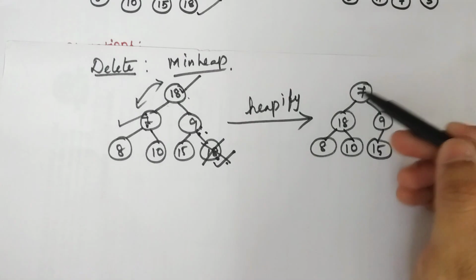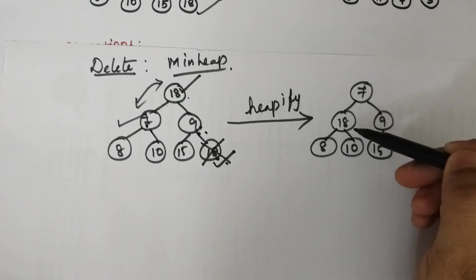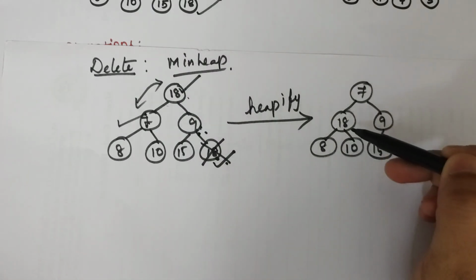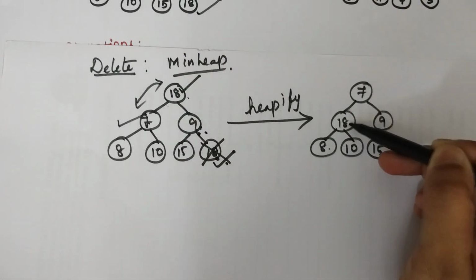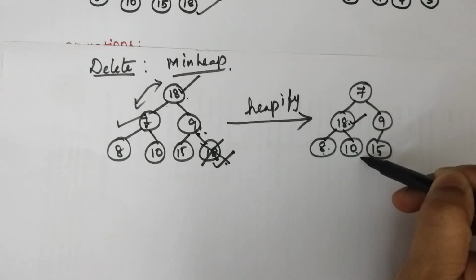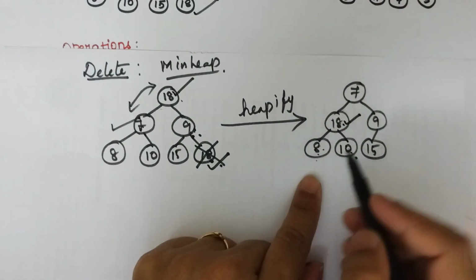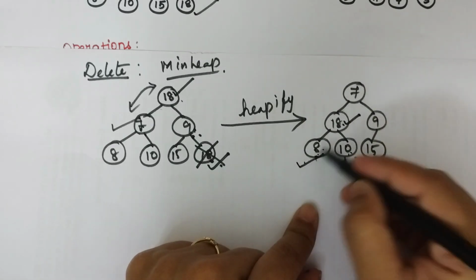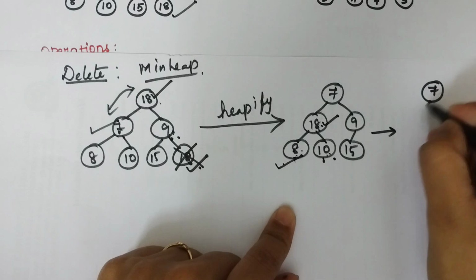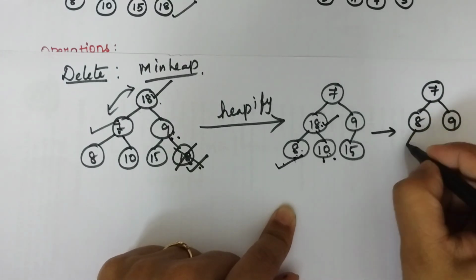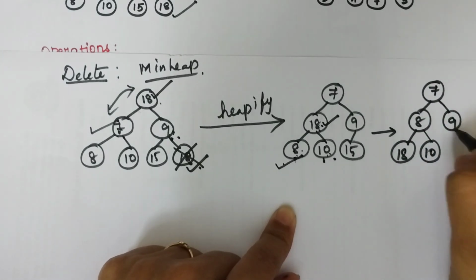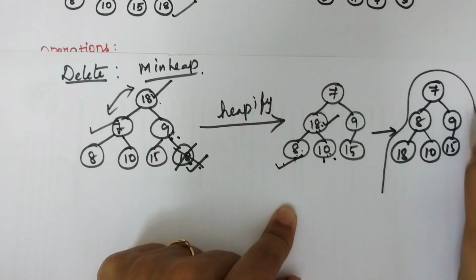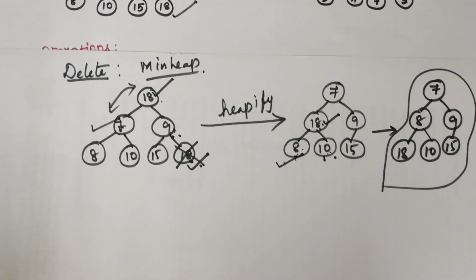Again, after swapping these two values, you shouldn't stop here, because you need to check whether this is satisfying the property or not. If you check here, again this is violating the property because 18 is greater than both of its children. So here again you need to check which is the minimum value among these two children. 8 is the minimum value, so swap 8 with 18. You will get 8 here, 18 will be on the left side, and on the right side 10. And here it is 15. So this is the final heap data structure after deleting 5 and performing the heapify operation.